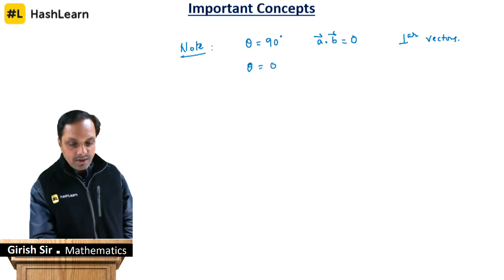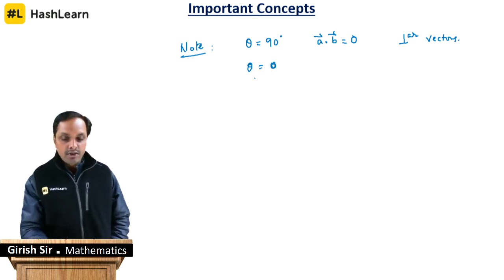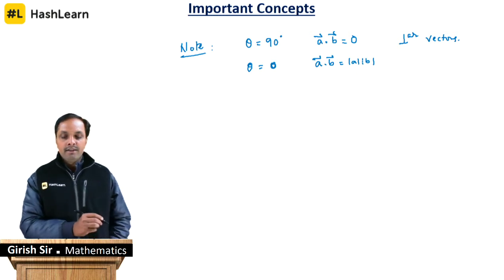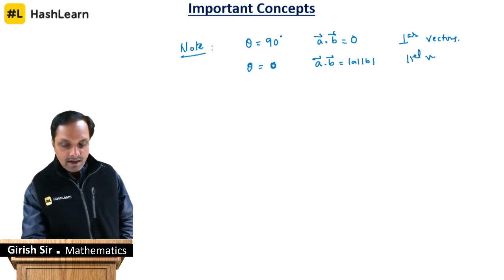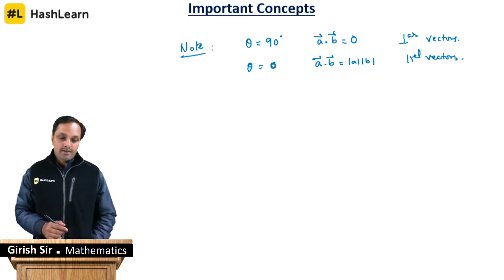And theta is equal to 0. Cos 0 is 1. So what happens to A dot B? It is equal to the magnitude of A times the magnitude of B. So we say parallel vectors.